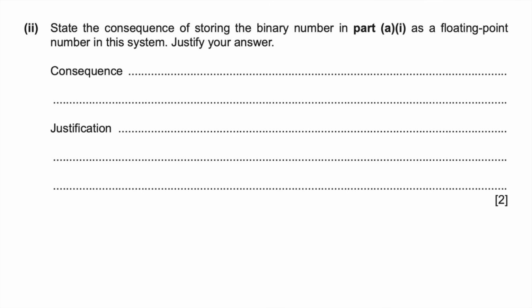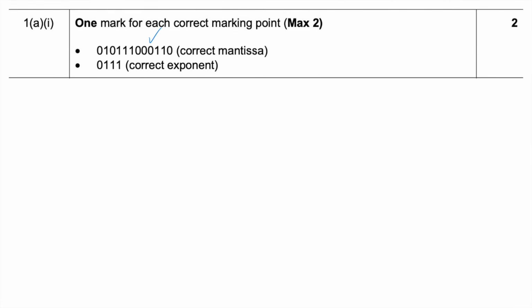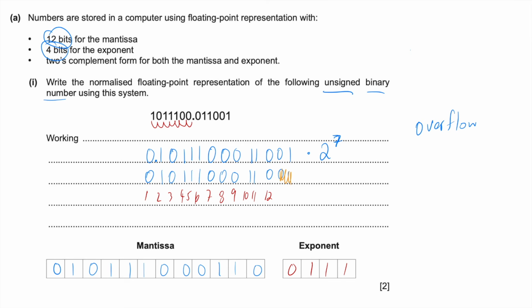And so right here, it's to state the consequence of storing the binary number in part A as a floating point number in the system. So the consequence is really going to be loss of precision because we had to cut off a few decimal points. And the reason for that is because we needed 14 bits to represent, but we only have 12 bits. Only 12 bits are available. And as a result, we had to truncate, or get rid of, the least significant bits of the original number, which were just those digits at the end, which we represent in yellow right here.